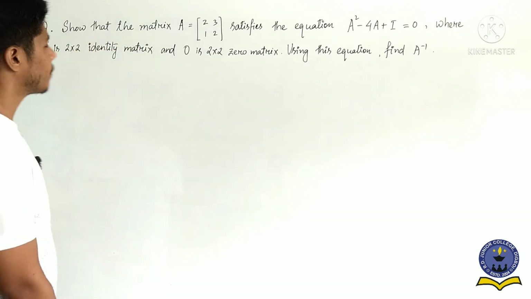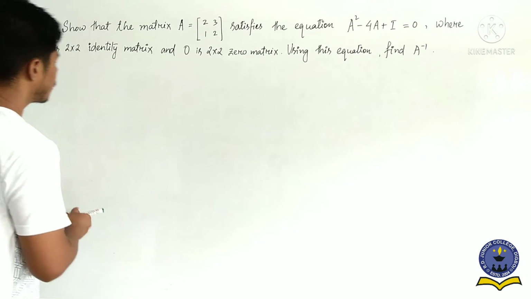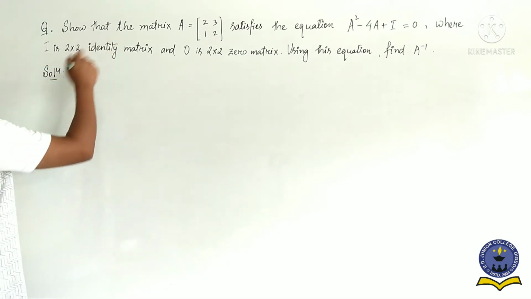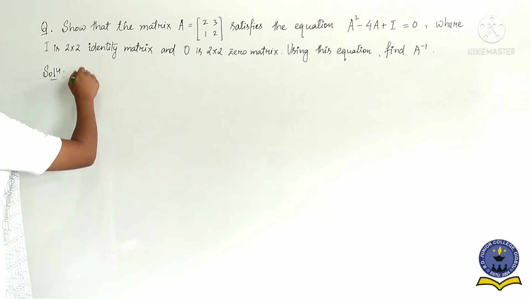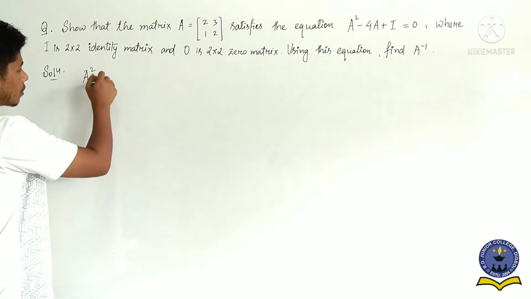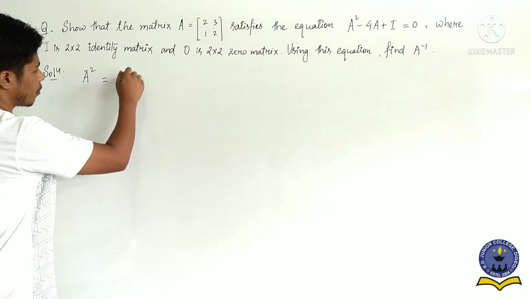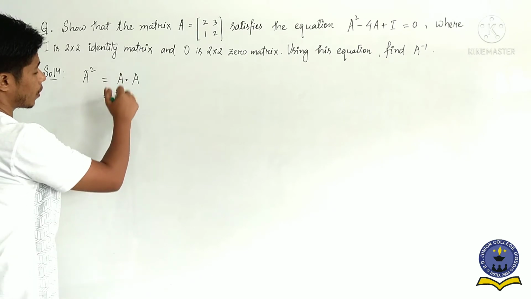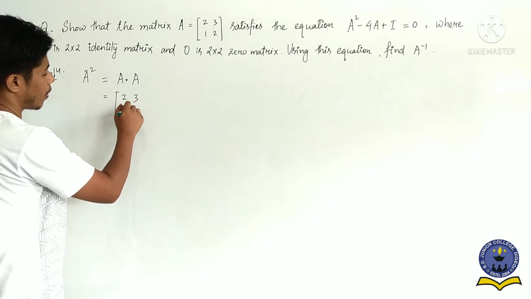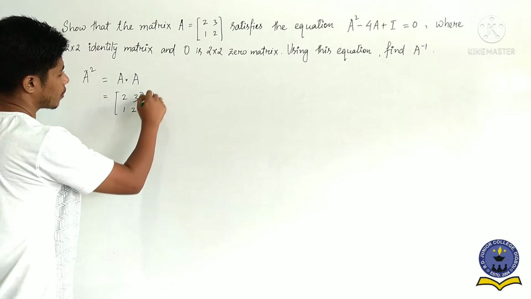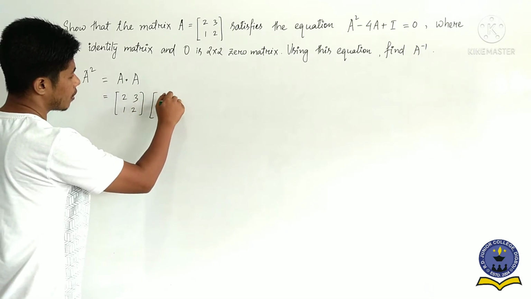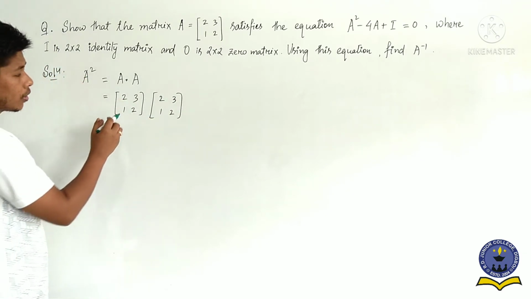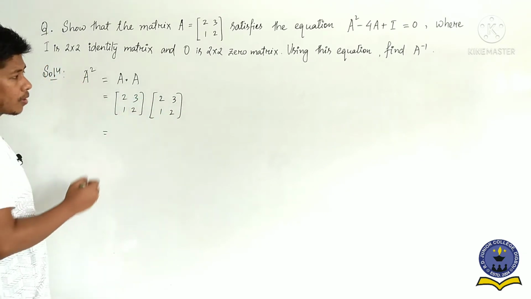For that, first of all we need A square. Since the A matrix is already given, we first find A square, which we can write as A into A. So A means the matrix 2, 3, 1, 2, and the second matrix is the same, 2, 3, 1, 2. Is it clear? Now we multiply these two. All of you know matrix multiplication.